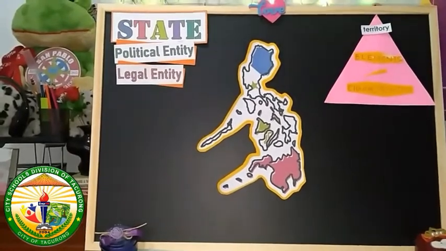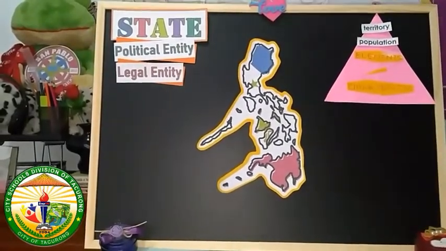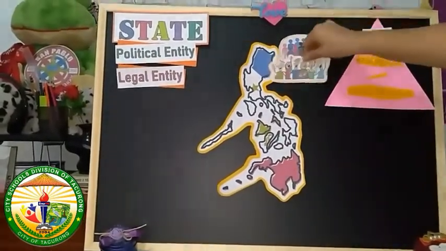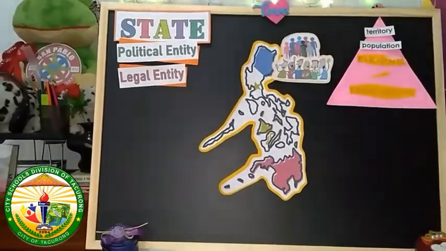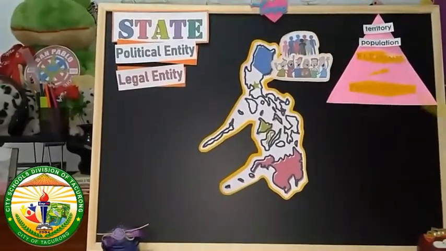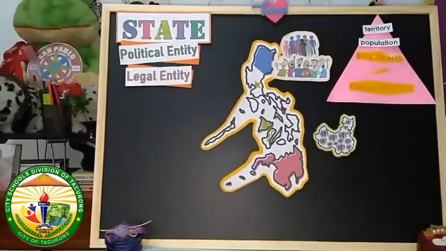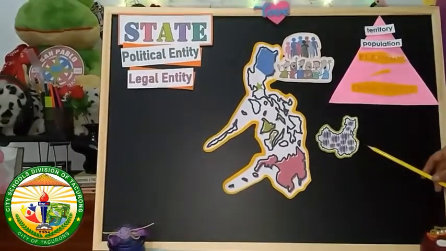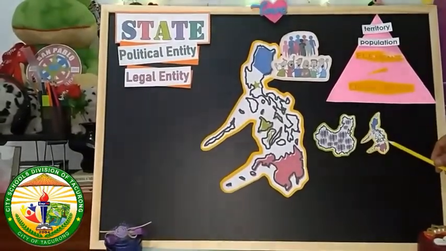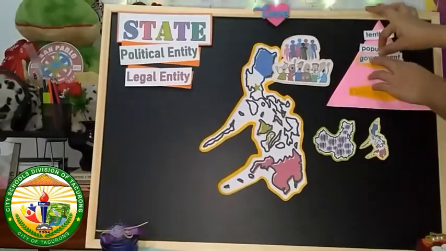Second, all states have a permanent population. Essentially, people within the state, for the most part, are citizens. And they all look very happy, though not all citizens feel the same. The whole idea, of course, is that all countries have a permanent population. China is an example of a state with 1.3 billion population, while our country, the Philippines, has 106.7 million population as of 2018.